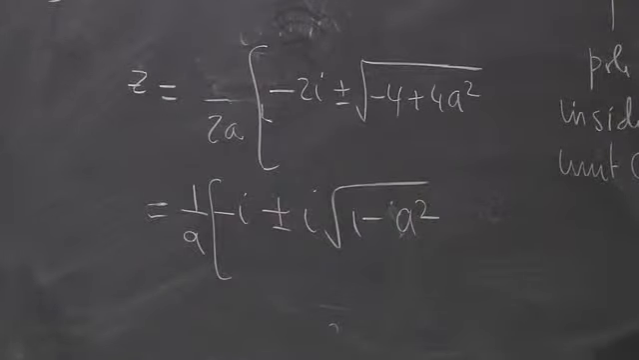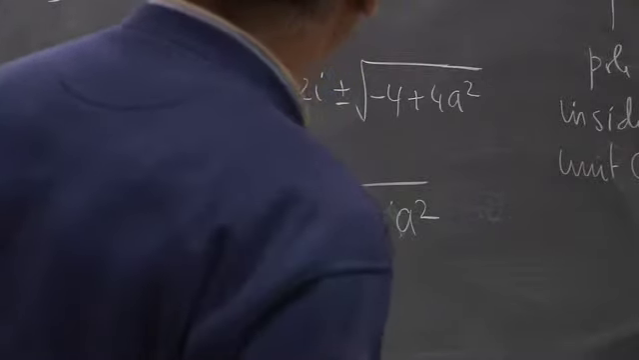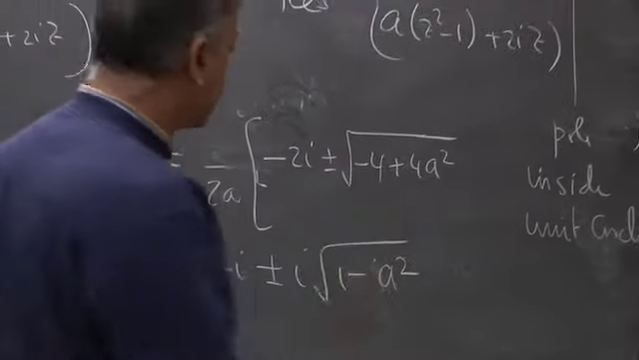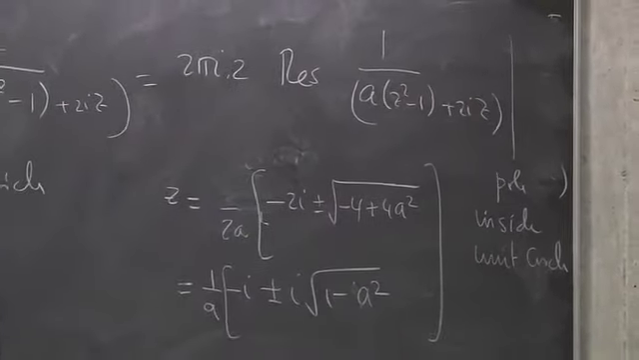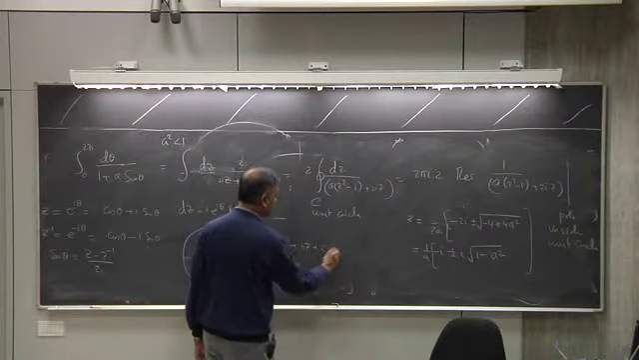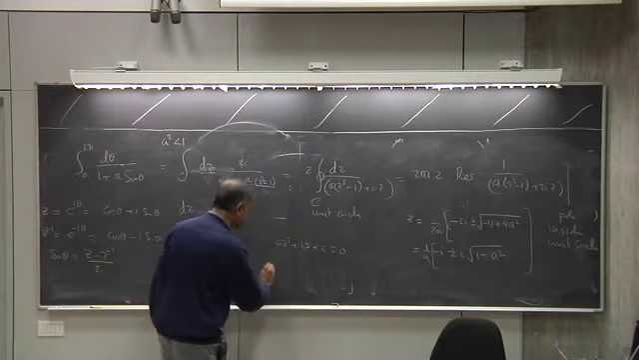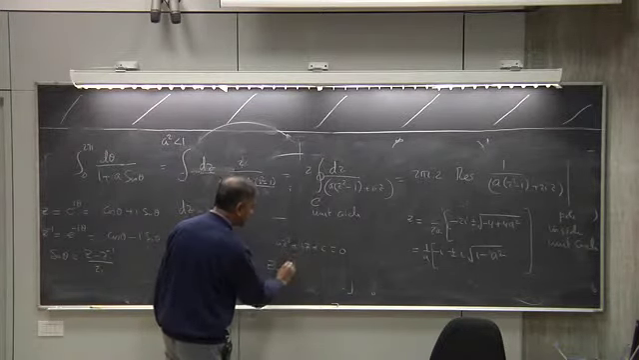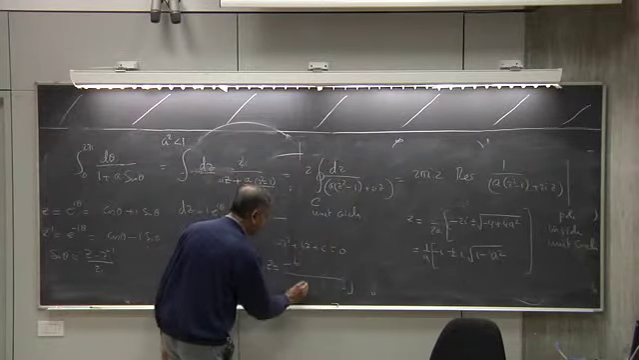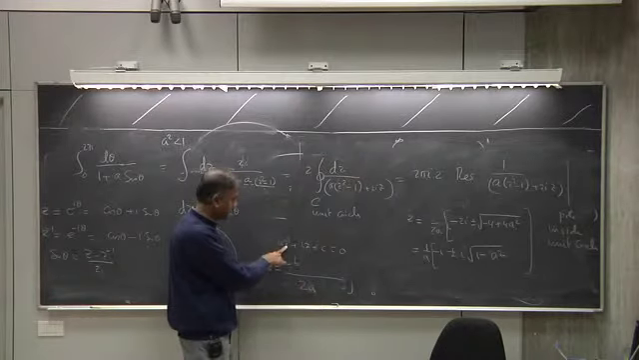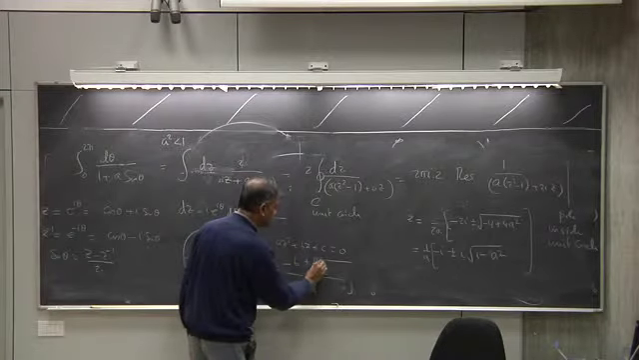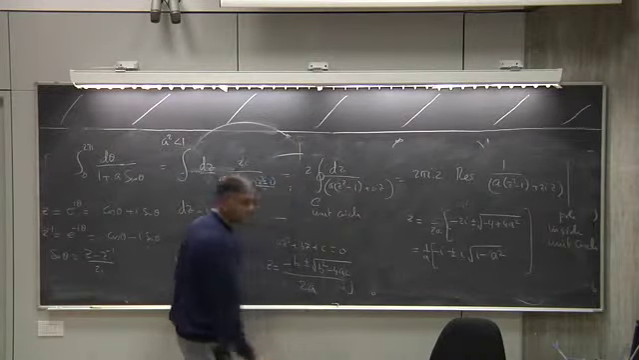Have I made a mistake here? From here to here, or from here to here? Yes. Okay. You remember the general quadratic equation? If you have, let's say, a z square plus b z plus c equal to 0, it has two roots which are given by z equal to minus the coefficient of the linear term, which is b, divided by 2 times the coefficient of z square. The numerator is minus b plus minus the square root of b square minus 4 times ac. This is the general formula.